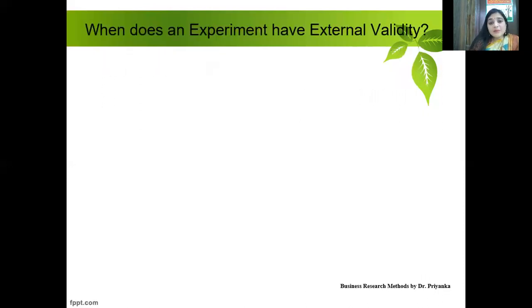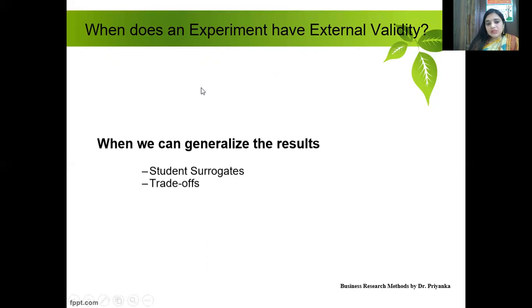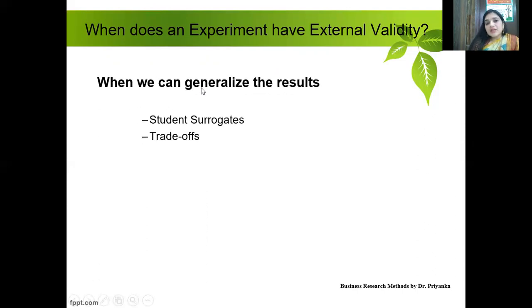Then when does an experiment have external validity? What do you mean by external validity? Internal validity means that we are trying to check whether the instrument we applied for the experiment worked well or not. But when we talk about external validity, we actually try to see whether we can generalize the results or not.